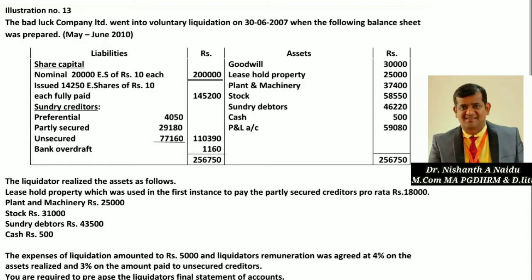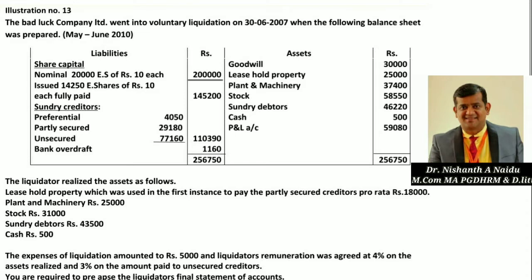Then we have sundry creditors. Preferential, that means preferential creditors, 4,050 rupees. Then we have partly secured creditors of rupees 29,180. Then we have unsecured creditors 77,160. So if you total put together, 1,10,390 rupees. Then we have a bank overdraft of rupees 1,160. So if you total, you're going to get 2,56,750 rupees.